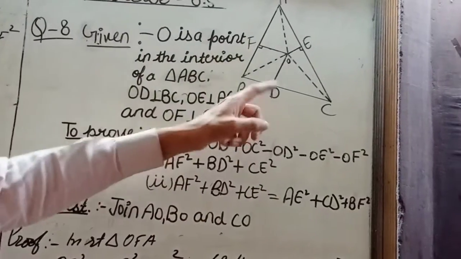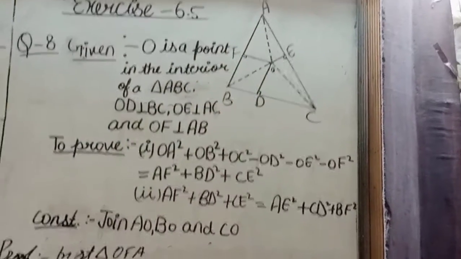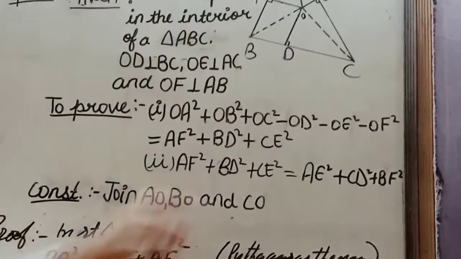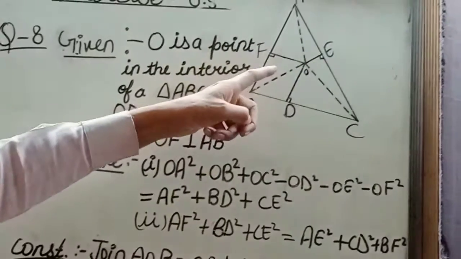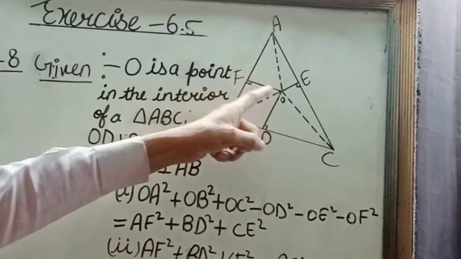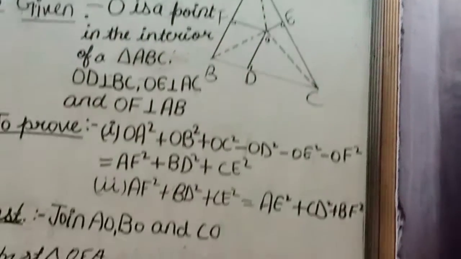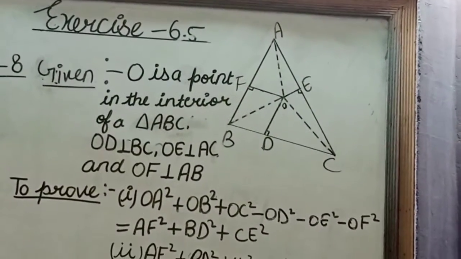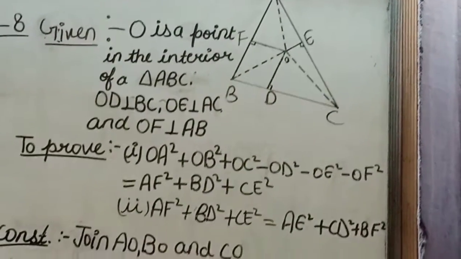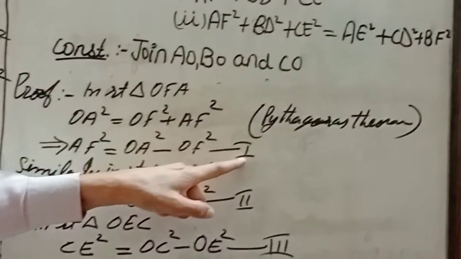We join OA, OB and OC. Now in triangle OFA we have OF square plus AF square is equal to OA square, or AF square is equal to OA square minus OF square. This gives us equation number 1.